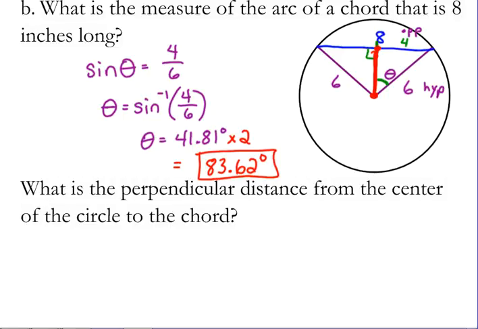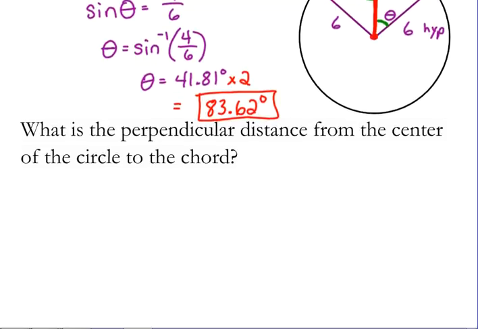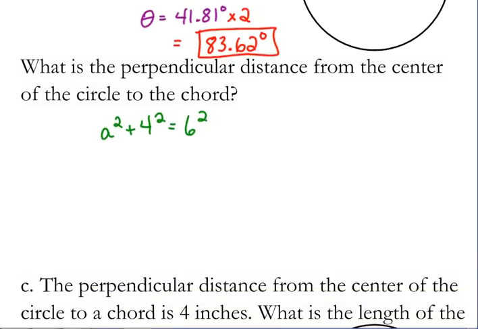Pythagorean theorem. We could use another trig function now that we know the angle, but the simplest thing would be to use the Pythagorean theorem. We've got the hypotenuse, we've got one of the legs, we're looking for the other leg. So let's set that up. We've got a squared plus 4 squared equals 6 squared. So a squared plus 16 equals 36. Subtract the 16, a squared equals 20.